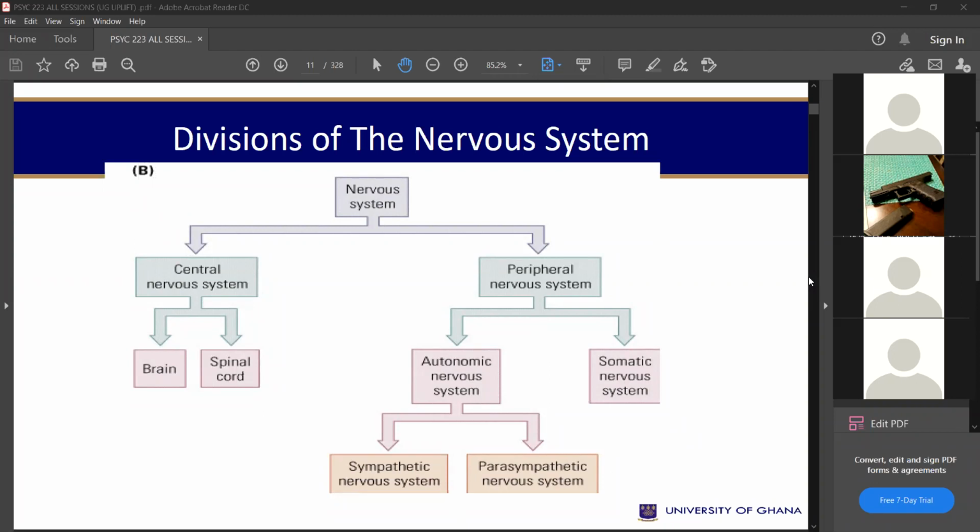Then the parasympathetic, that will be the opposite of the sympathetic nervous system. That will be the opposite. So please, I'm still waiting for you on Sakai. It's really essential for you to log into Sakai, or else we have to close the Zoom and move on. Okay, your hand is up.